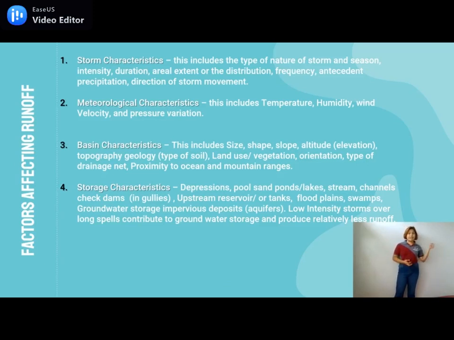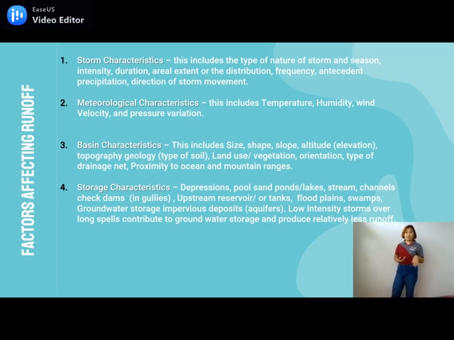First factor is the storm characteristics. This includes the nature of the storm and season, intensity, duration, the areal extent or the distribution, the frequency, antecedent precipitation, and the direction of the storm movement. For example, this area experiences a low and short period of rain, and this area experiences a strong and long period of rain. So this area may have stronger runoff than this area, right?